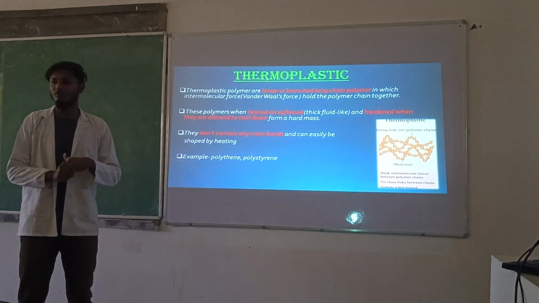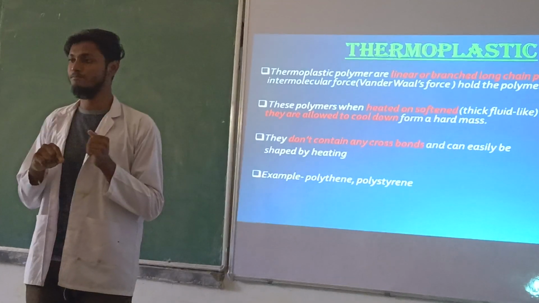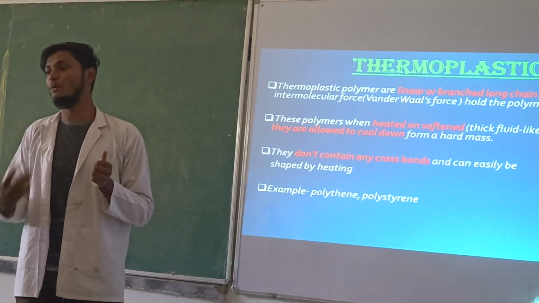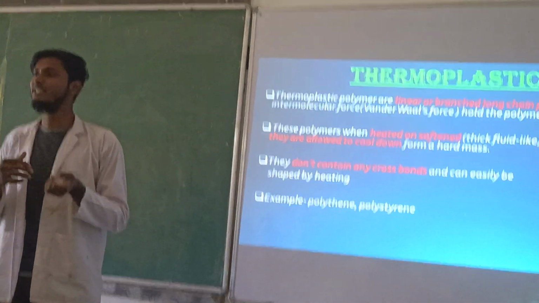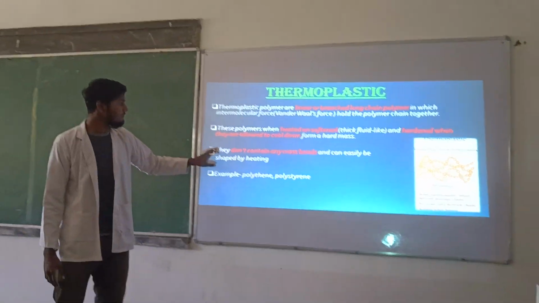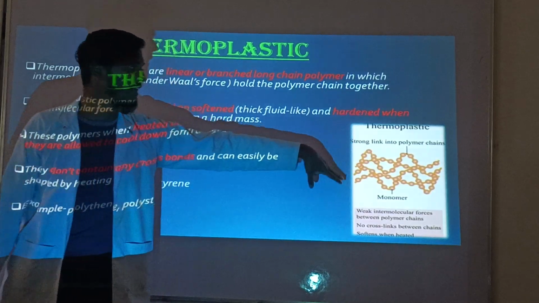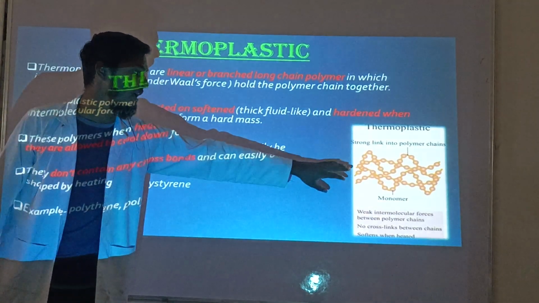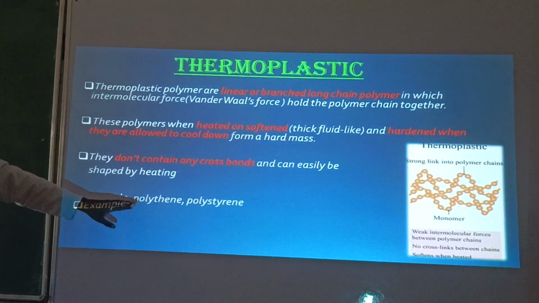Thermoplastic. When we heat a thermoplastic, it melts and we can reuse it. So it is a reversible process. But in thermosetting, we cannot recycle, and they do not contain any cross bonds. Thermoplastics have a weak intermolecular force of attraction between them, and they are soft when heated. An example is polythene.